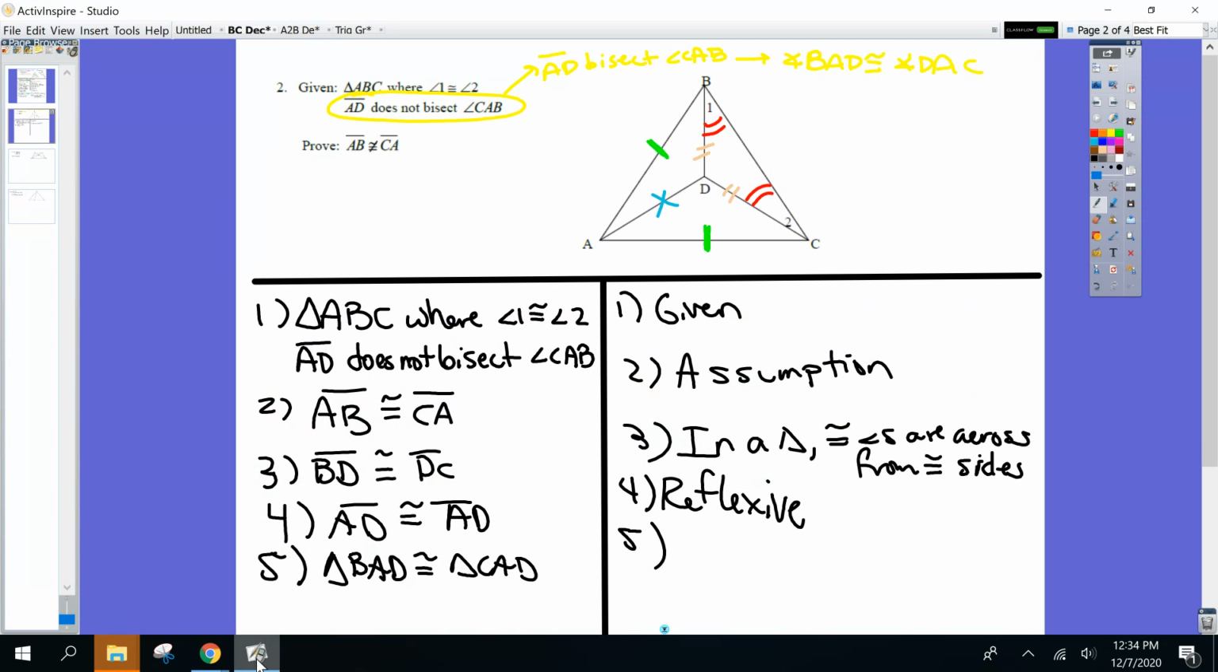Adam, what's the method? Side angle side. Where's your angle? 1 and 2. Okay, let me back up and be calm here. What two triangles are we proving congruent? BAD and CAD. And 1 and 2 are in those triangles? Oh. Side. All right, side.